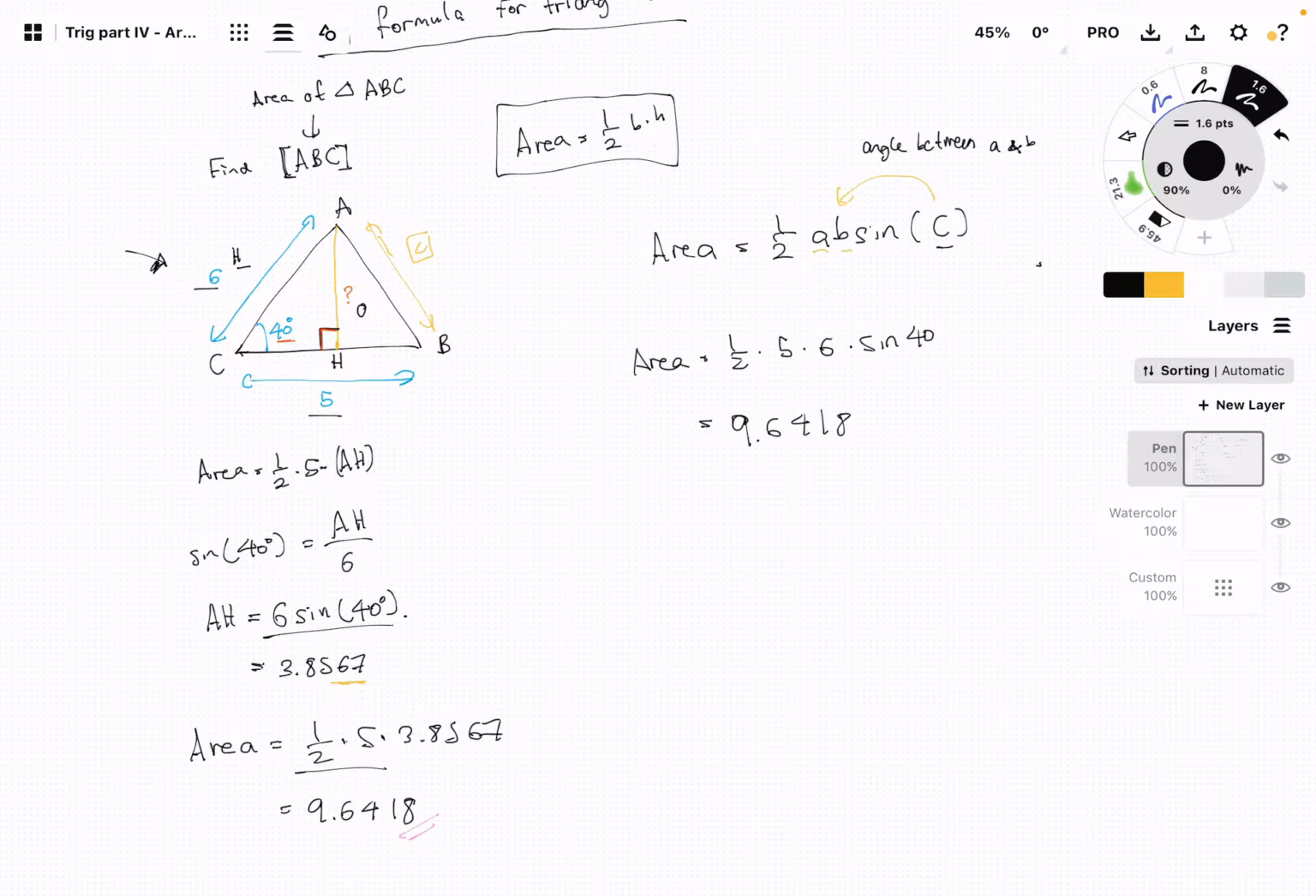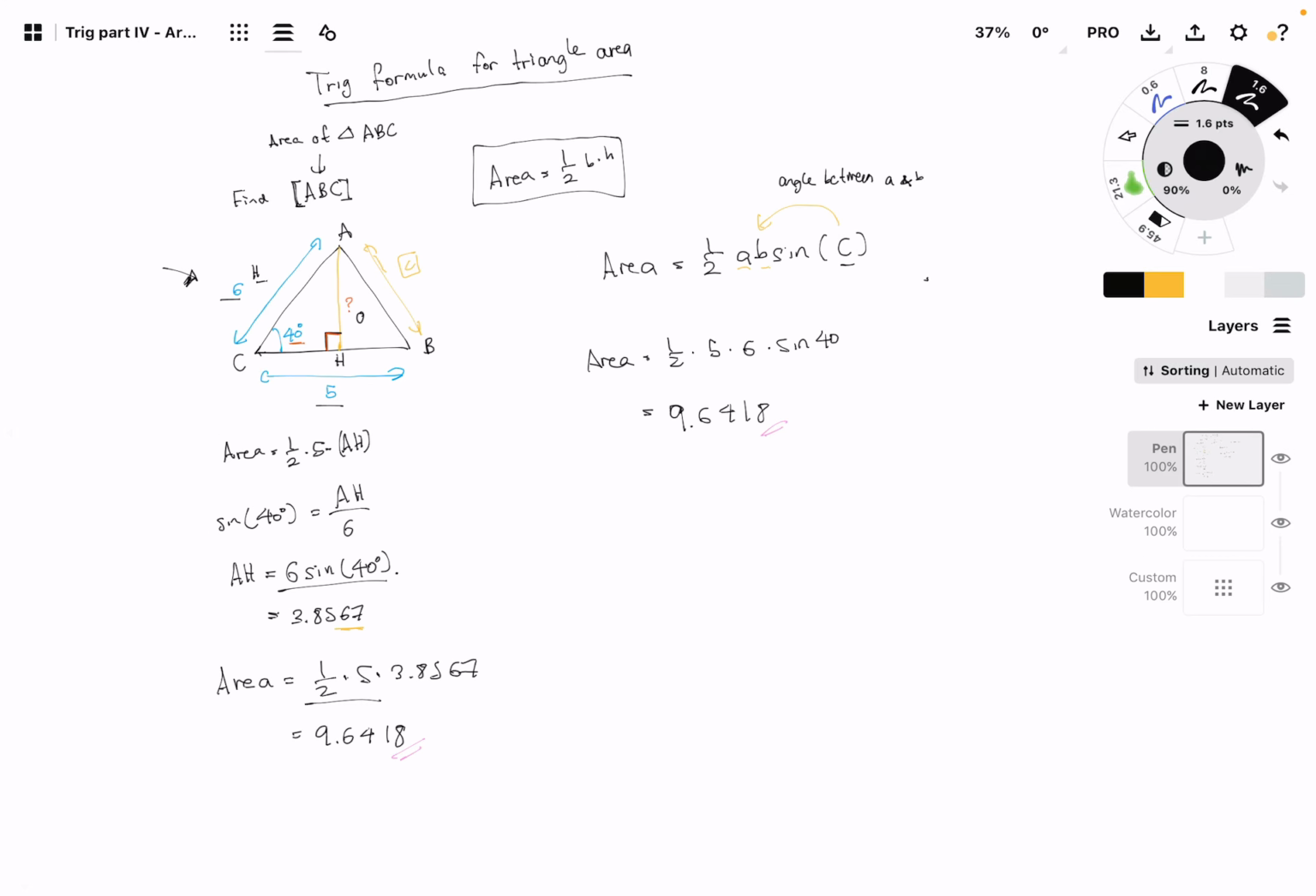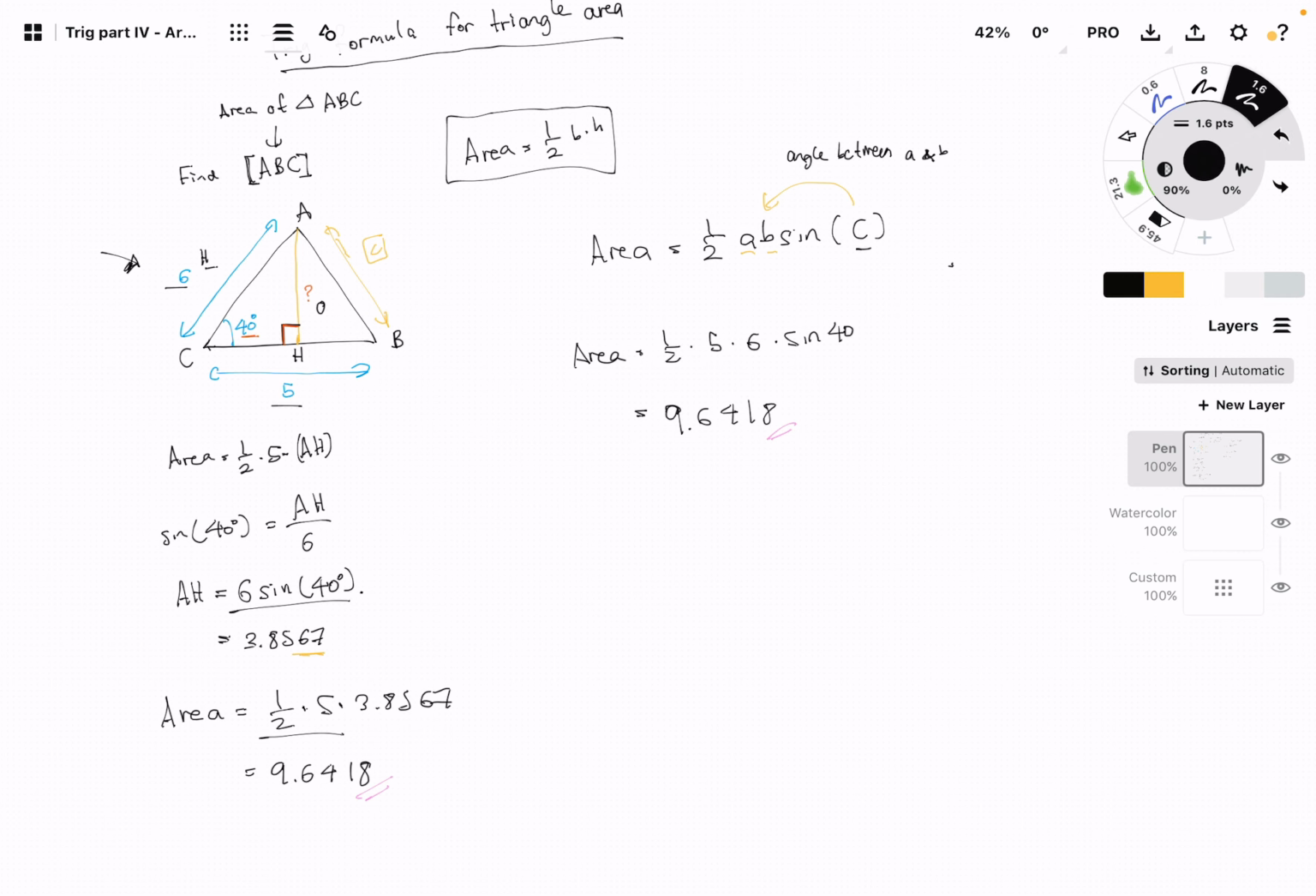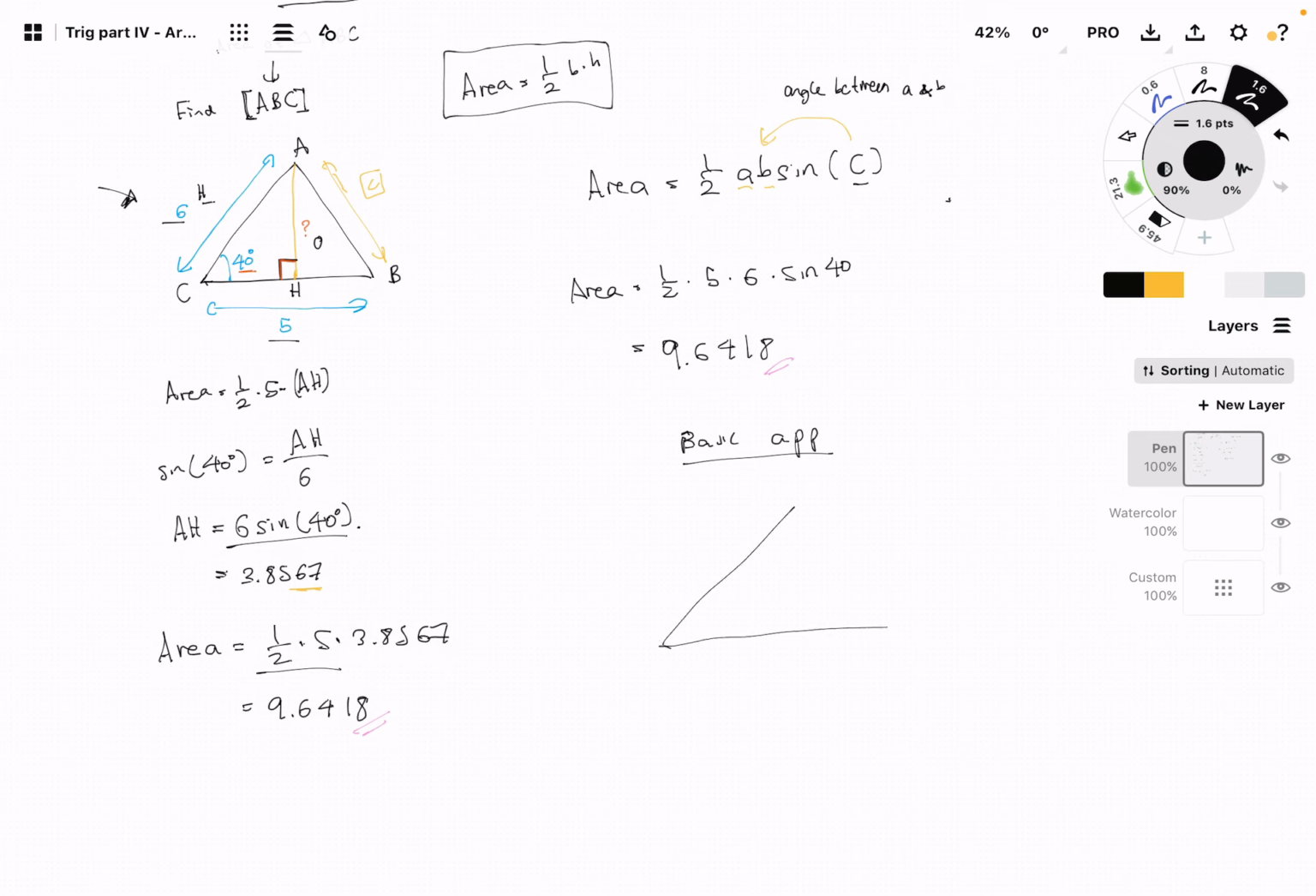Right, so that's our answer. As you can see, this formula makes our life a lot easier. So again, the basic application of this is to find area. So we can have, let's say, another triangle, 4, 7, and this is maybe 33 degrees. You can find the area of this quite easily.